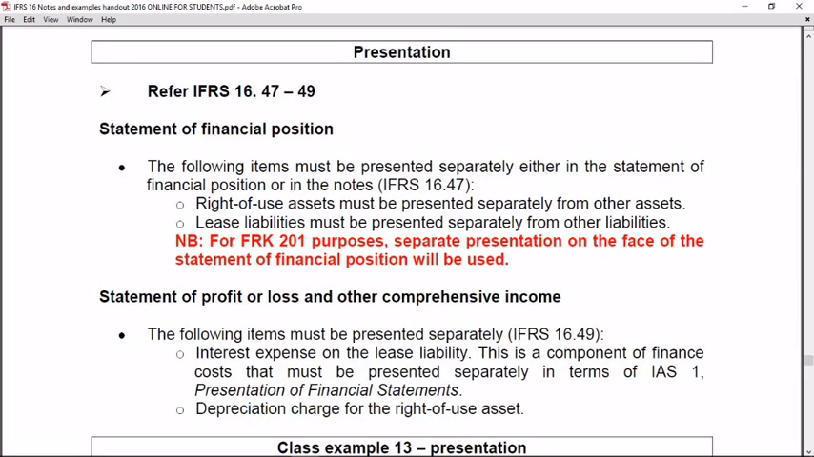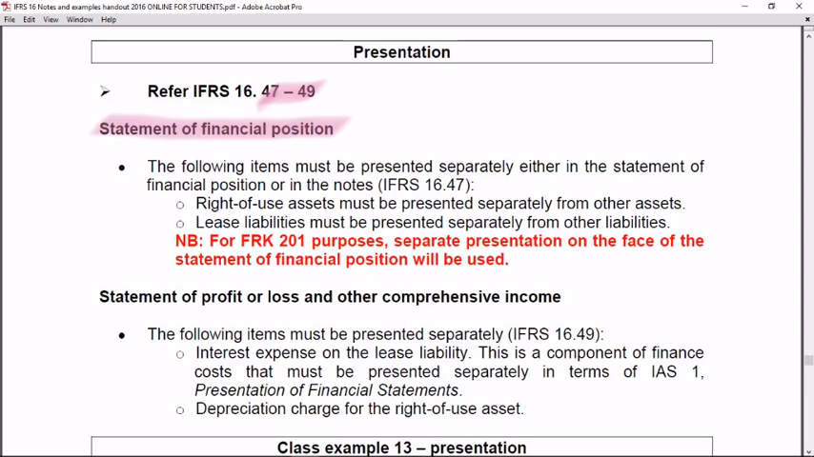IFRS 16 Leases. Presentation in the financial statements of the lessee. Please refer to IFRS 16, paragraphs 47 to 49. The following is required as presentation, first of all, in the statement of financial position.